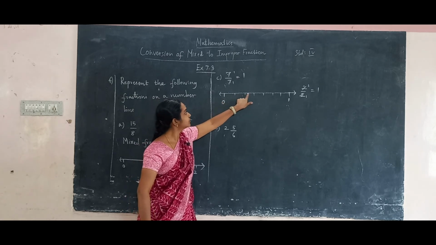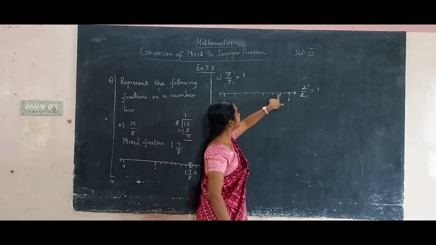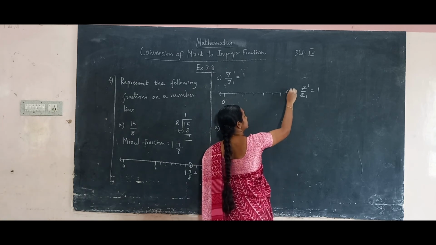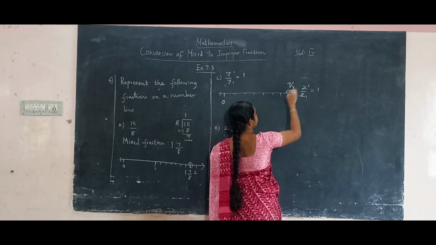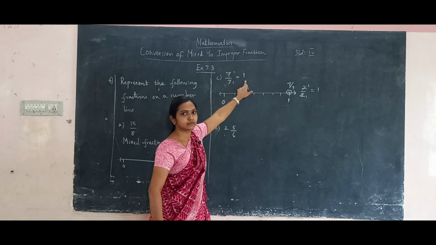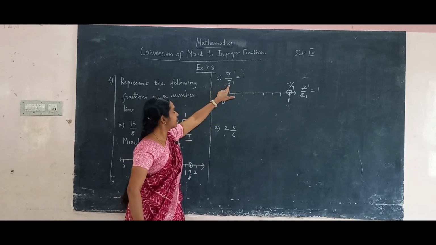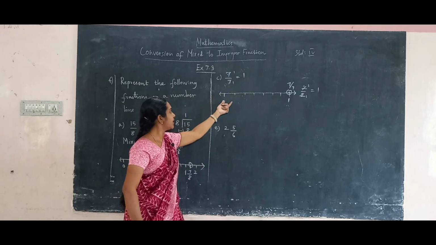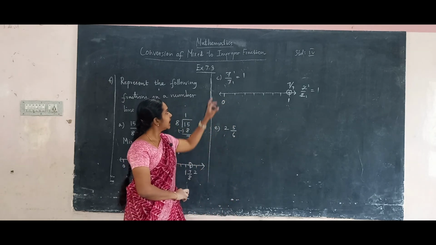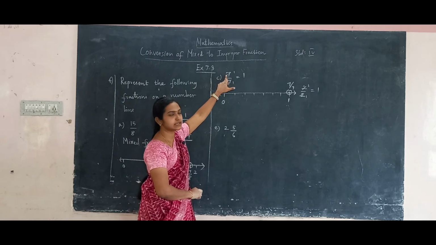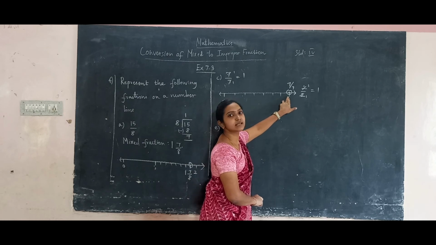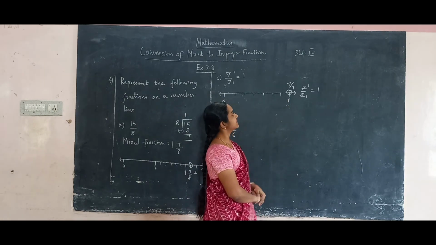1, 2, 3, 4, 5, 6 and 7. This is nothing but 1. This is 7/7. 7/7 is nothing but 1. The denominator has 7, so we have to divide the distance between 0 and 1 into 7 equal parts, and the number in the numerator should be considered: 1, 2, 3, 4, 5, 6 and 7. This is 7 by 7, which is nothing but 1.